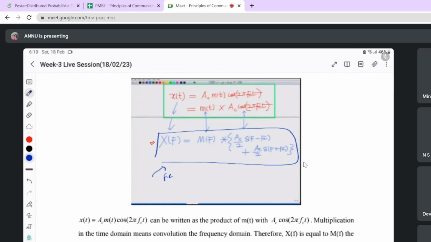Do you guys have any idea how to suppress this carrier? Think about a physical system. You have the carrier and you don't want the carrier at the end. How will you do it?